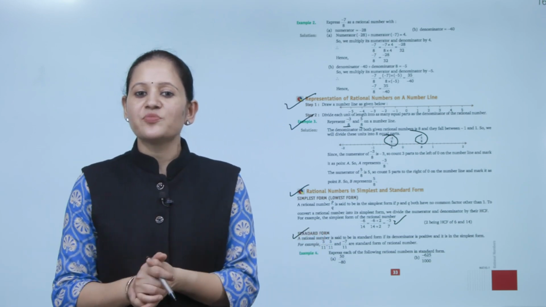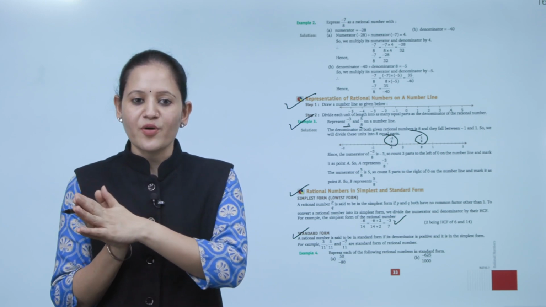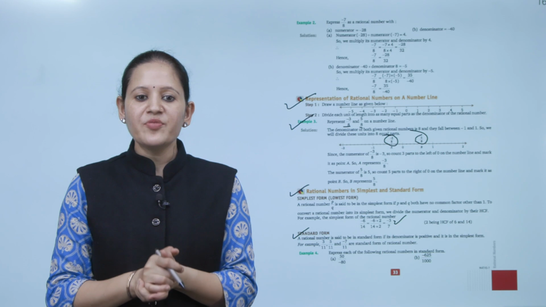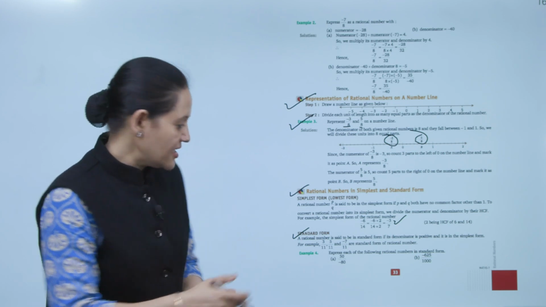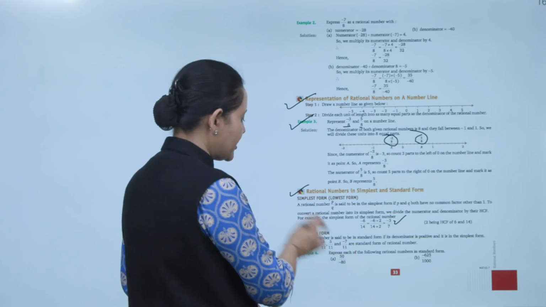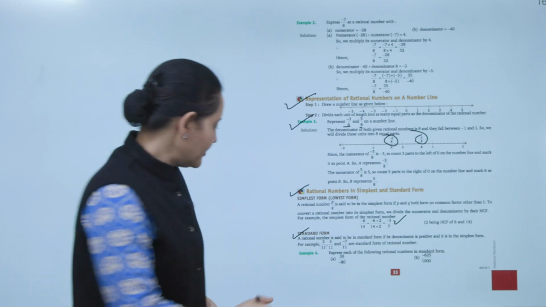A rational number is said to be in standard form if its denominator is positive and it is in the simplest form. For example, 3 upon 11, 5 upon 11 and minus 7 upon 11 are in the standard form of a rational number because all have a positive denominator and they are in lowest form. Now we'll take an example.